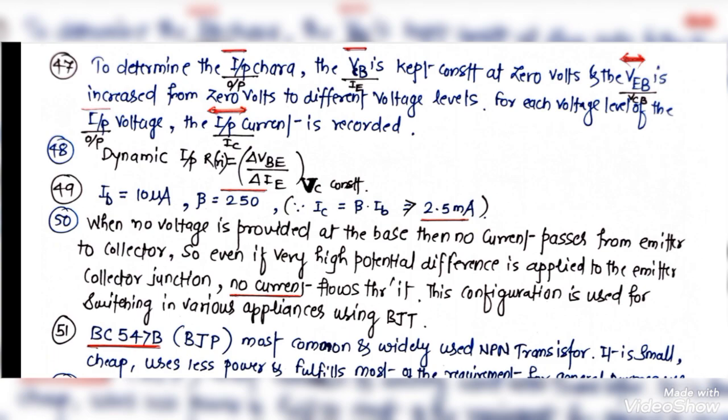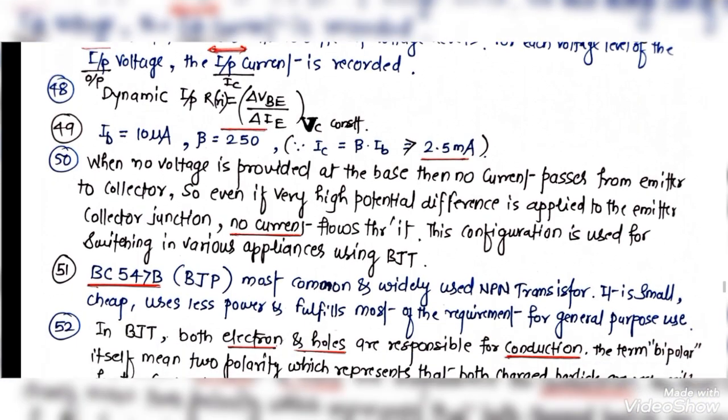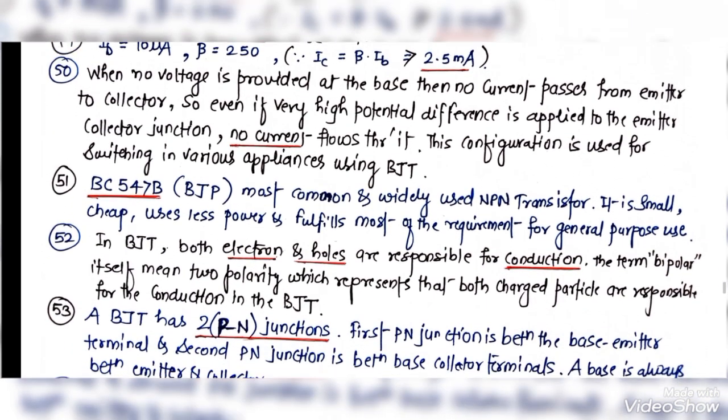The dynamic input resistance, that is Ri, is equal to the smallest change in VB upon the smallest change in IE, keeping VC constant. Here IC is equal to beta into IB. Therefore, IC will be 2.5 milliamperes in this example.